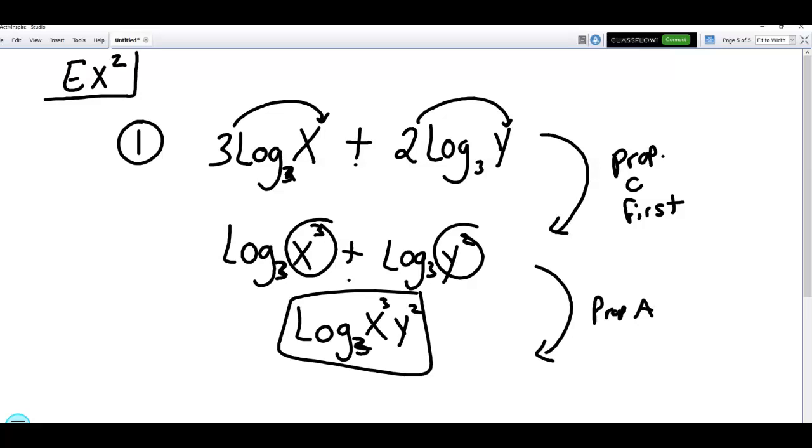That's a good question. Shakir asked, what happens if this base and this base aren't the same? You actually wouldn't be able to combine them. So you wouldn't be able to do these properties. The properties only work if they have the same base. So good question. Thank you for asking. Any other questions about this one? So what property do we do first? C. And then either A or B after that. And since this is plus, we did A. Let's go ahead and take a look at another one here.